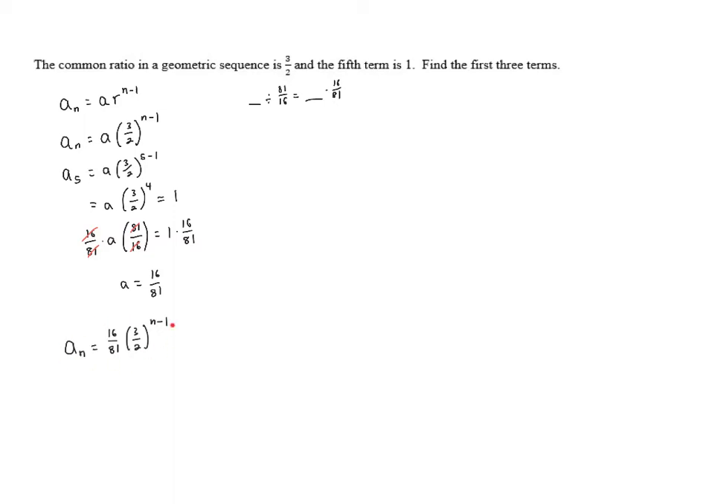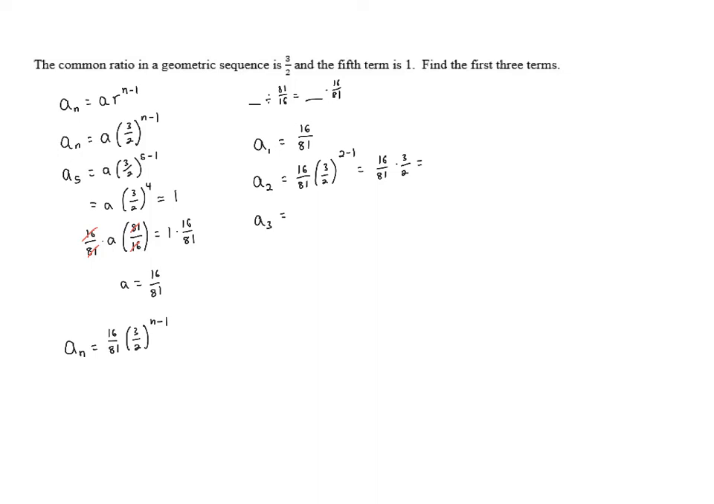Once we have this formula for the nth term, we can use it to figure out the first three terms. So we can use this to figure out a sub 1, a sub 2, and a sub 3. Now, actually, we don't need this formula for the first term, a sub 1, because when we figured out what a was, remember that a stands for the first term. So in this case, the first term is just going to be 16 over 81. Now, for the second term, we can use this formula, 16 over 81 times 3/2 to the 2 minus 1 power. Of course, 2 minus 1 is 1, and anything to the first power is itself. So this is 16 over 81 times 3/2.